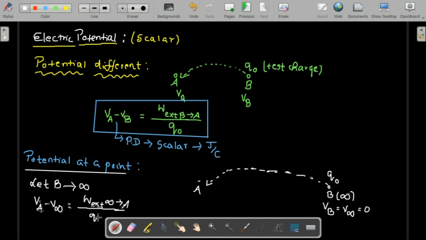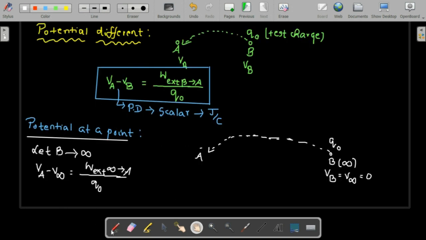divided by Q naught. So if you go by the bookish definition, the definition of potential is V infinity, sorry, infinity is 0. As I said, the potential at infinity will be 0, so I can write it down as VA is equal to W external in bringing a charge from infinity to A, and that charge is Q naught. This is the definition of potential.